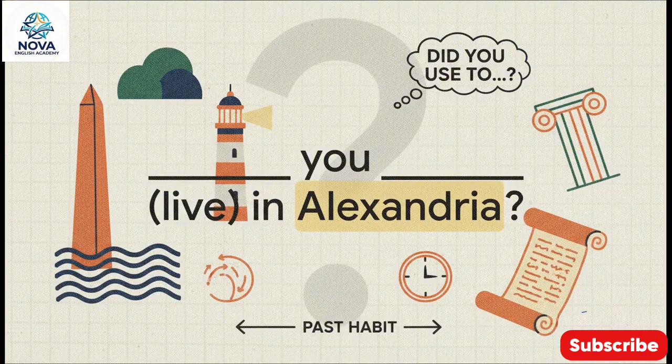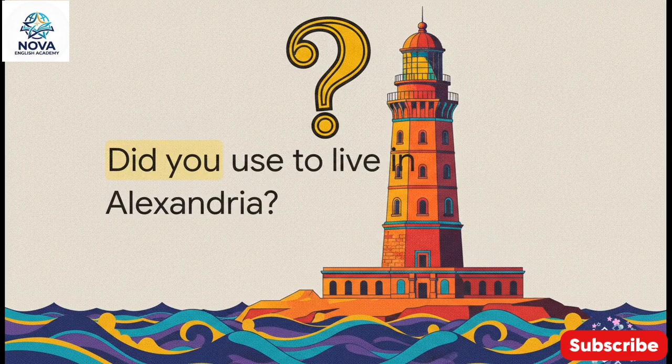Okay, for our final challenge, how do we correctly structure a question about living in Alexandria? We've got 2 blanks here. How do we start a question about a past habit, and what happens to the main phrase? And there's that question formula in action. It's did to start and use to live in the middle. Putting it all together, we get, did you use to live in Alexandria? Once again, no D on use because we started the whole thing with did.